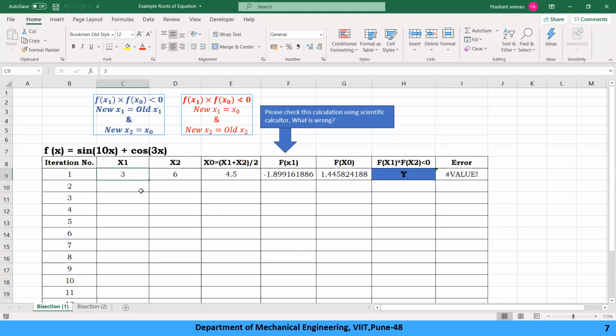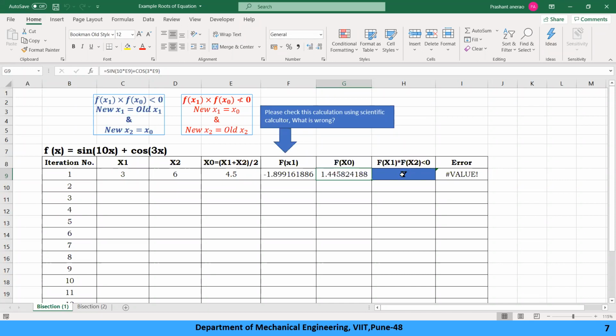We started with initial guesses 3 and 6, which they gave us. We took the average, 4.5. Then we put x1 in the function and got f of x1. Then we found f of x0, putting the current value of x0 into the function. Now the multiplication of these two, f of x1 into f of x2, is this less than 0? Yes, it is less than 0. Here you can see a negative term.